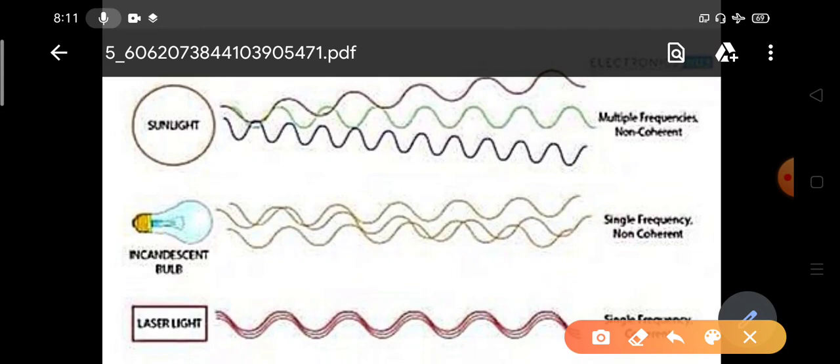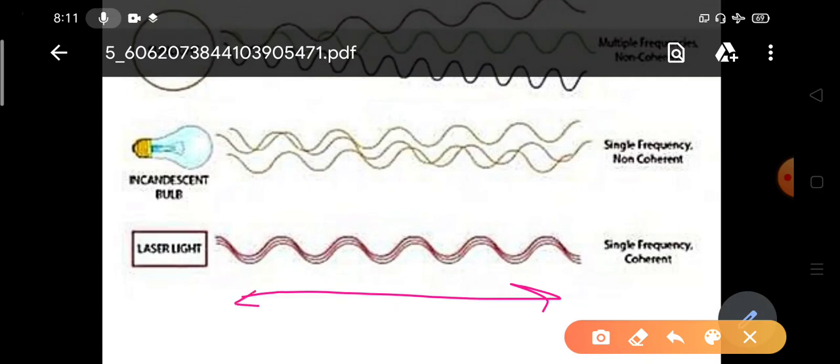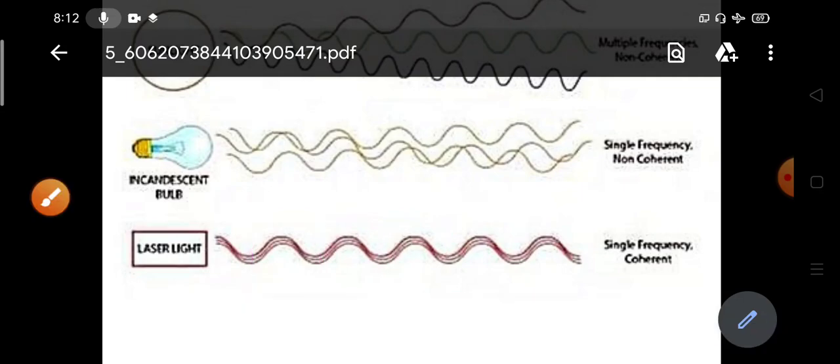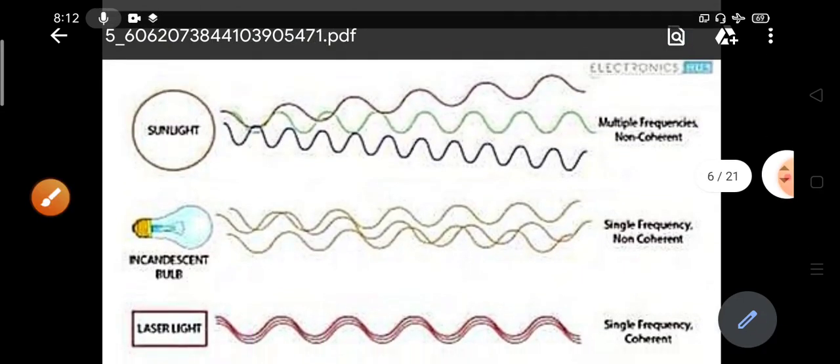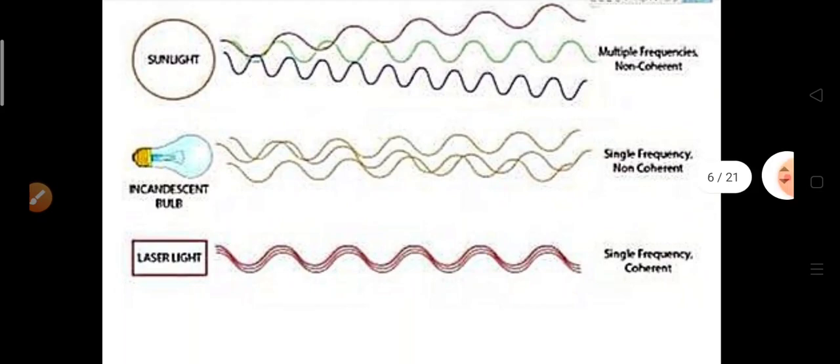But this is non-coherent, because look here, there is no coherence between the several individual wavelengths or individual phases of the wave. Now look at the laser light, see the difference, how much it is coherent. Each and every point here is exactly correlated, the phases are correlated with each other, and this is the single frequency coherent light. Okay, so sunlight, incandescent bulb, laser light, the different light sources can be thought of this way.